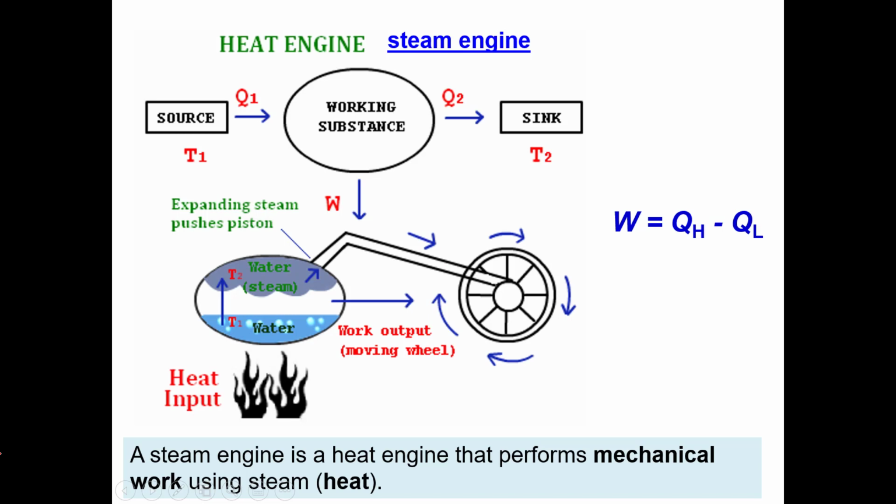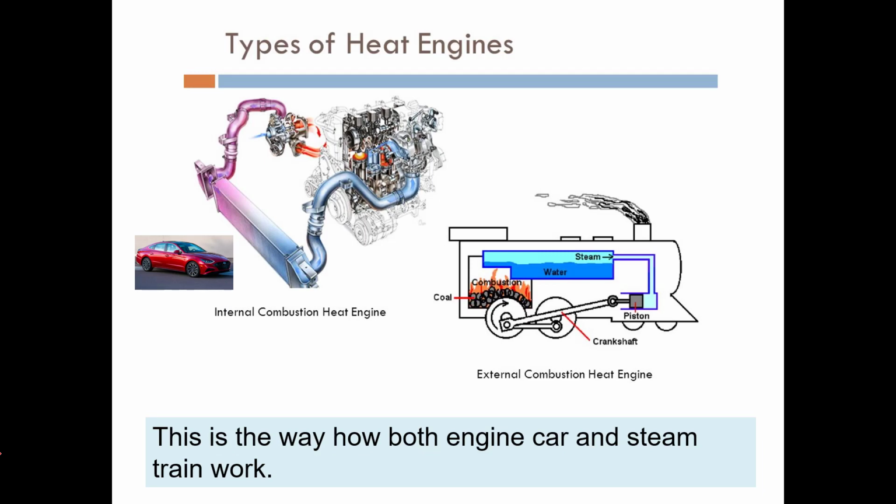Just to summarize, one of the examples of a heat engine is the steam engine, and in this the heat is converted into mechanical work. This is what the heat engine is doing. Here we have two examples of heat engines: the car engine and the steam train. Both are examples of heat engines. In the case of the car, we have an internal combustion heat engine, and in the case of the steam train, we have an external combustion heat engine.